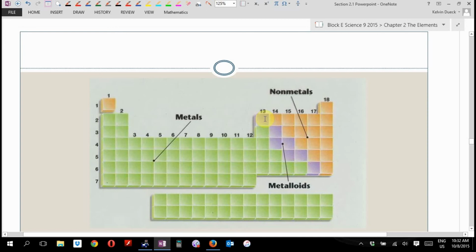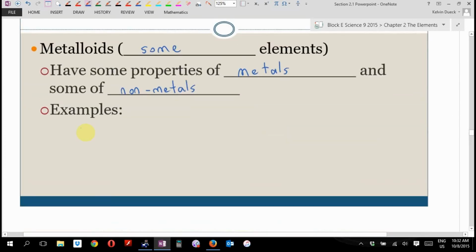Let's do the more common ones. Boron and silicon, because those are the ones that you will come across. Certainly silicon has become very important in computer technology. Okay, so example, B and Si. That little staircase.